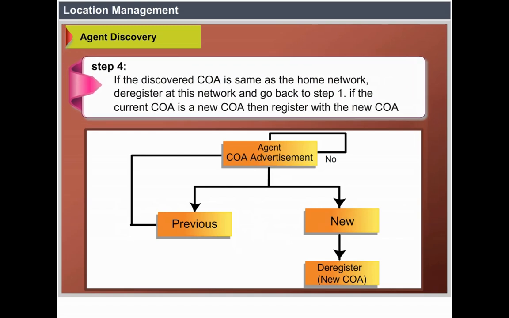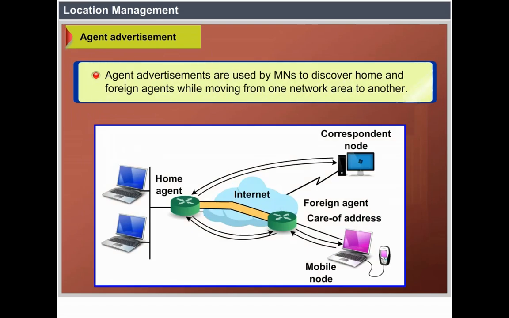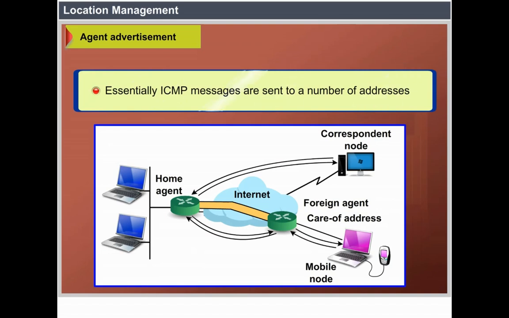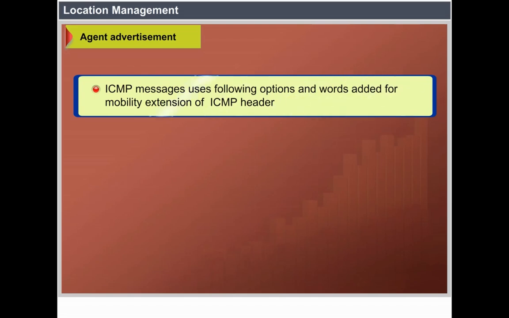If the discovered COA is the same as the home network, deregister at this network and go back to step 1. Else, if the current COA is a new COA, then register with the new COA. Agent advertisement. Agent advertisements are used by MNs to discover home and foreign agents while moving from one network area to another. Essentially, an ICMP message is sent to a number of addresses. ICMP messages use the following options and words added for mobility extension of the ICMP header.